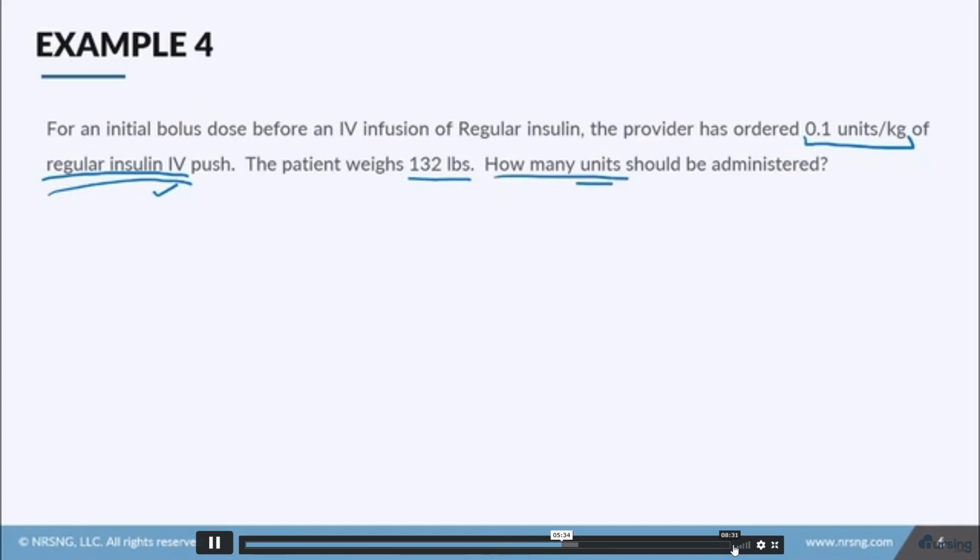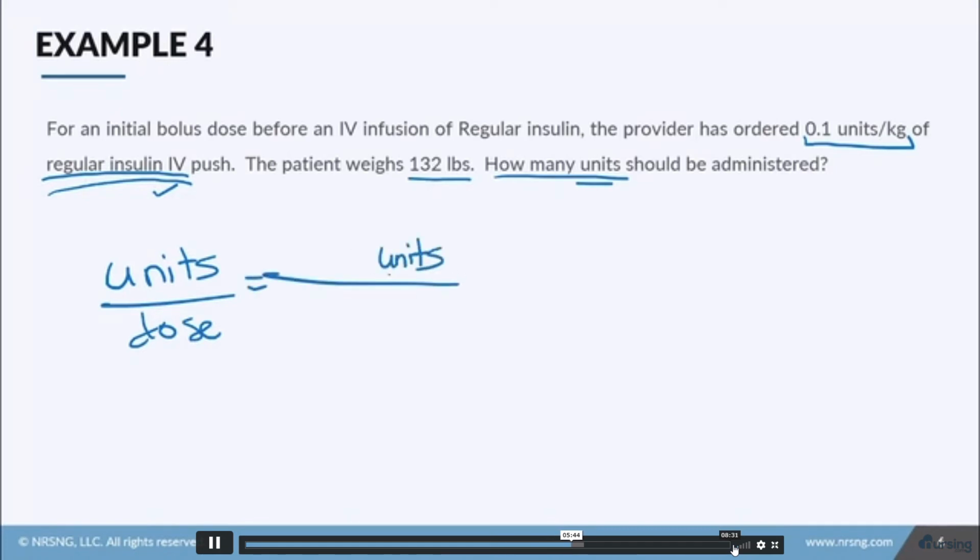So start with what we're looking for. Number of units per dose. Okay, transfer your units across. What do we know about units? Well, we know that we want 0.1 units per kg. So 0.1 units in 1 kg. Transfer units up. Do we know anything else about kg? Actually, we don't. So when you don't know, you convert.